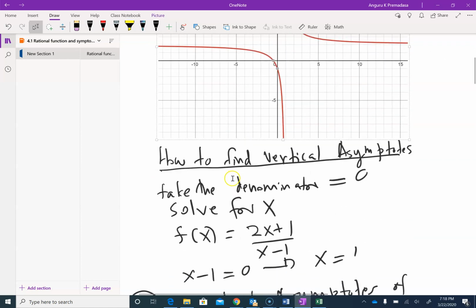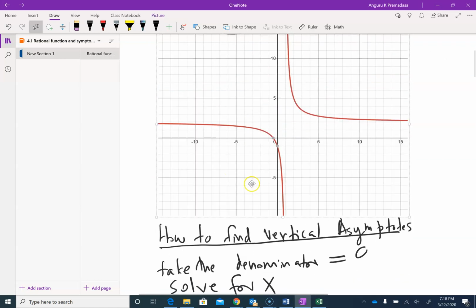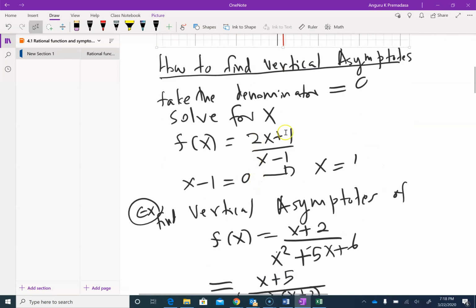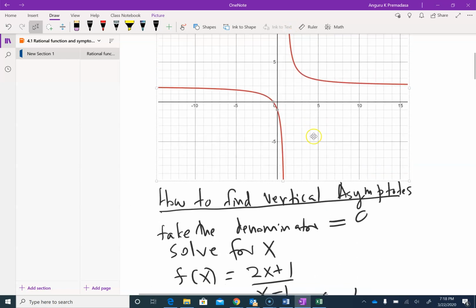First of all, how do we find the vertical asymptote? That's pretty easy. You factor out any common factors, and then you just take the denominator. There are no common factors here. You take the denominator x minus 1 and set it equal to 0, and then you get x equals 1. That is the vertical asymptote.